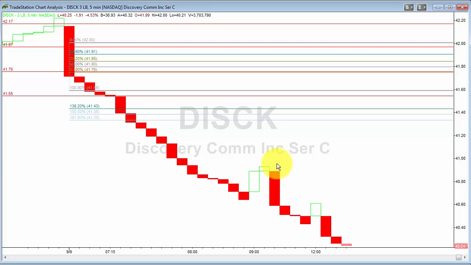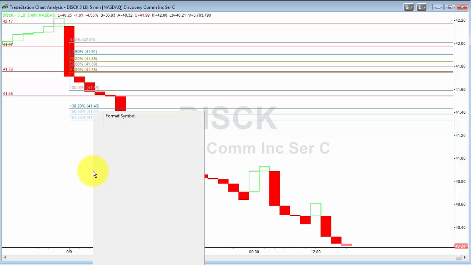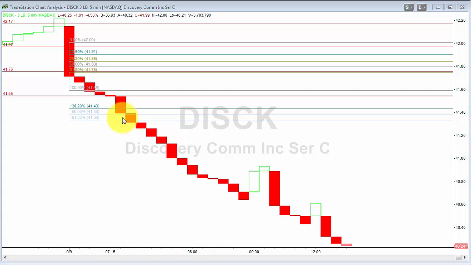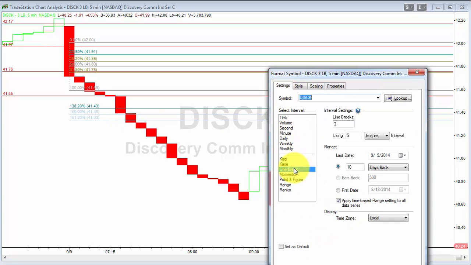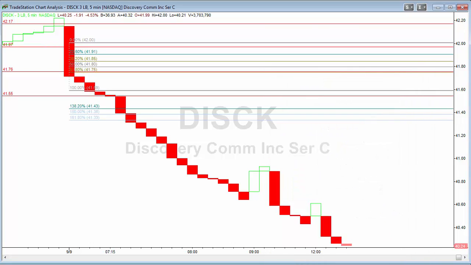Well, this chart is available in TradeStation. You just right-click on and then format the symbol, and once you get your format symbol dialog up, you're going to go to settings, and you can select line break. And I'm doing 3 line breaks using 5-minute bars. And what that did for me was gave me a very clear indication of trend.